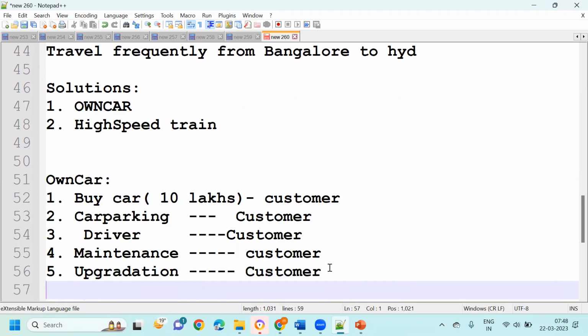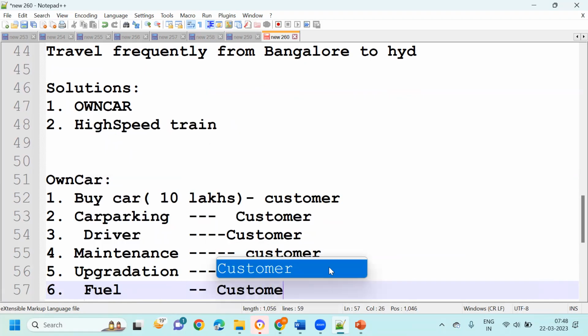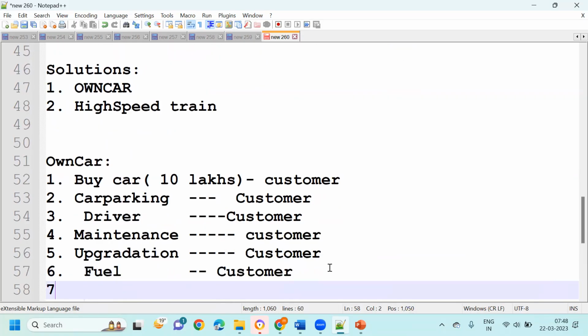Customer. Next one is fuel, who is going to take care of the fuel part daily? Again, customer itself, correct? Next one is if something is breaking, who has to take care of failures? Again, customer itself. Am I correct, guys?